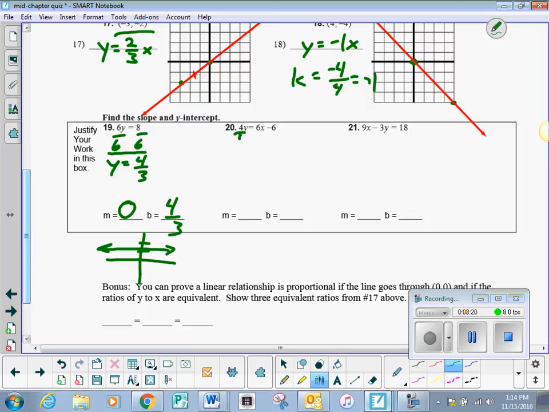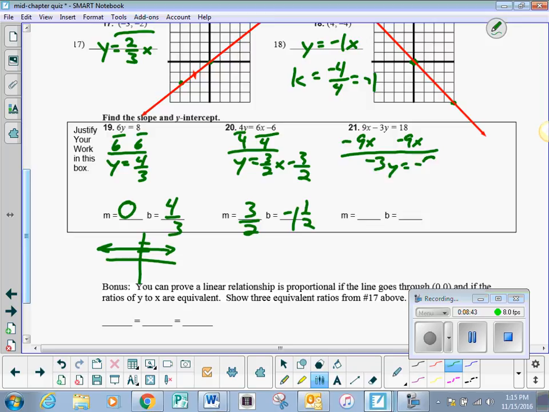Okay, here where I solve for y, I get y equals 6/4, which is 3/2 x, minus 6/4 or 3/2. My slope and y-intercept. If you put -3/2, that's fine. Last one, had to get y alone. Subtract 9x. -3y equals -9x plus 18. Divide by -3. y equals 3x minus 6. 3, -6.